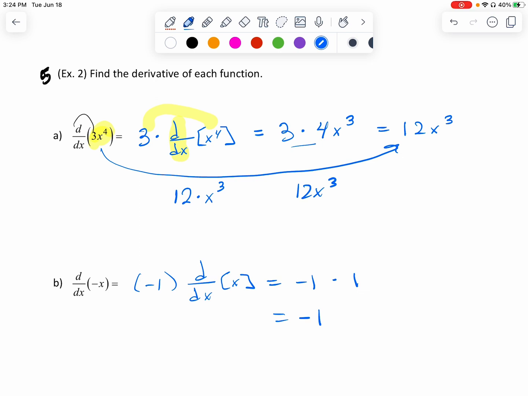Again, you don't have to show this step every time. Once you're comfortable with it and you know that rule's there, you can actually just show your work as this.